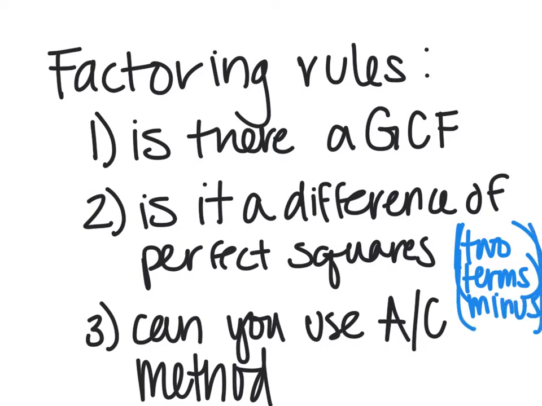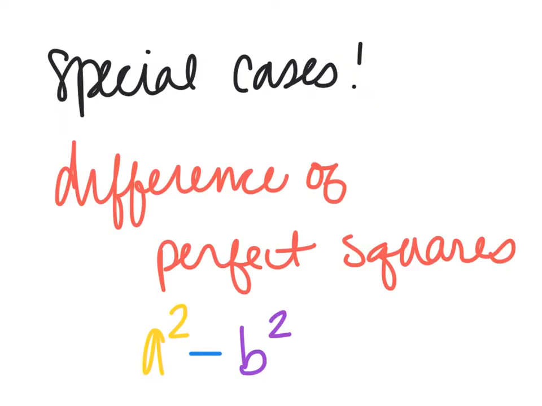Now, just because it has two terms and a minus sign does not mean it's a difference of perfect squares, which we'll do an example like that. But that's another option. And the third thing, if nothing else works, you can use the AC grouping method.